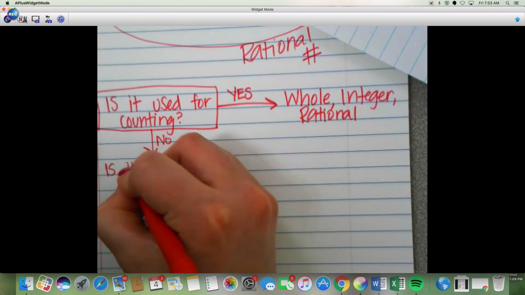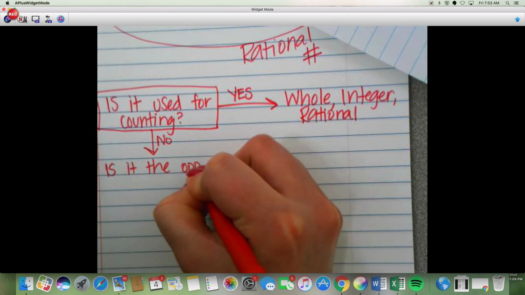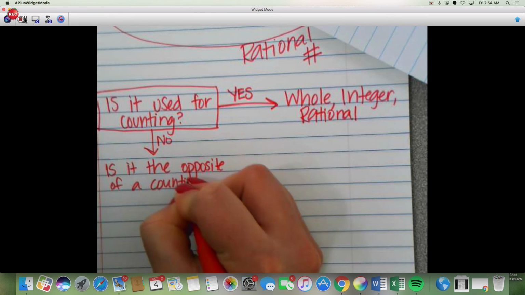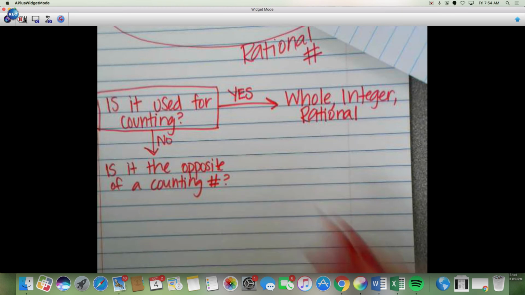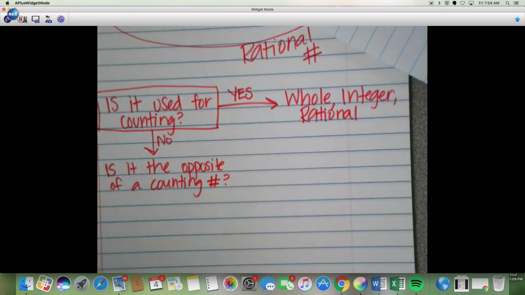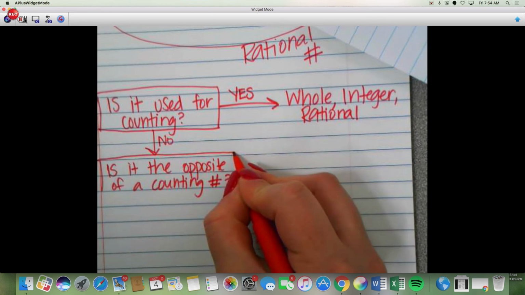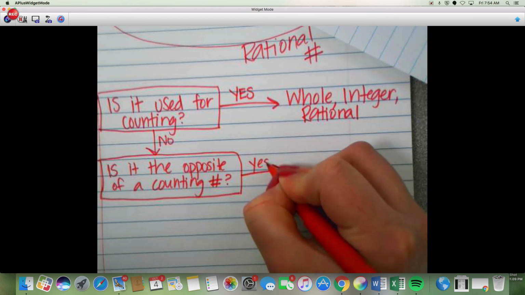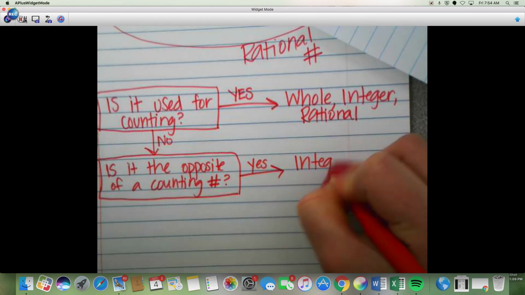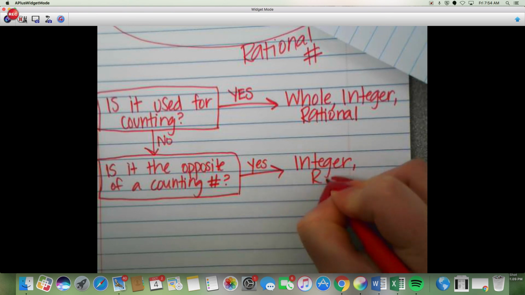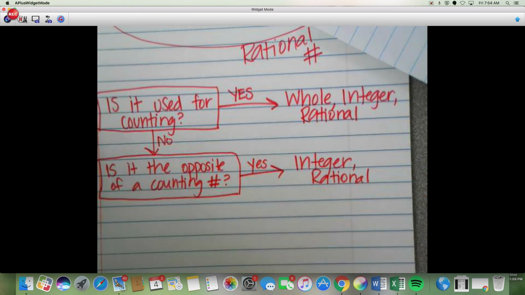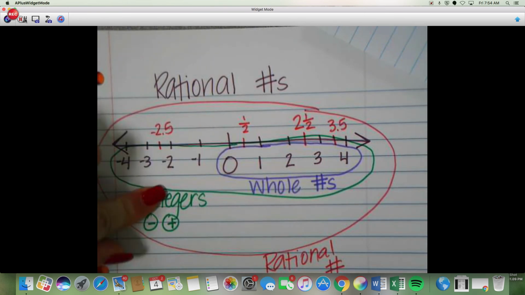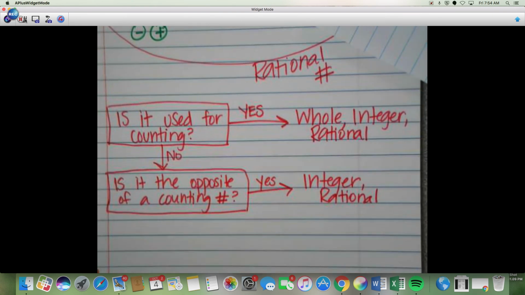Is it the opposite of a counting number? So -1, -2, -3. If yes, then it is an integer and it's rational. Because remember, if you look back up at your number line, all of your integers are included in your rational, but your integers are not included in your whole numbers because it's negative, okay?